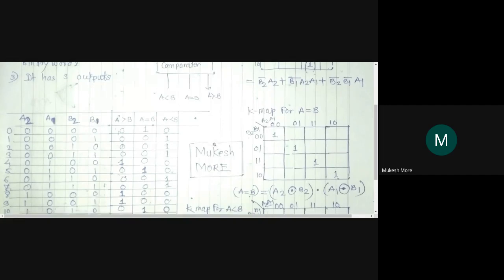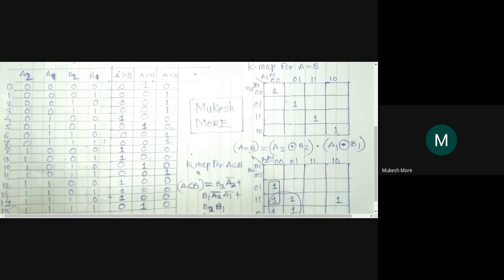It is an XOR plus NOT, that is XNOR. So for A2 equal to B2, the equation for this column is A2 XNOR B2, and A1 XNOR B1. This is the equation for column number 2, output number 2. And the last one is, we have to plot the K-map for A less than B. Again, we have A1, A2, B1, B2. These are column names and row names.